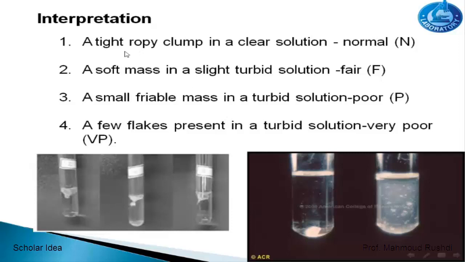Interpretation: normally, a tight ruby clump in clear solution is formed. A soft mass in slightly turbid solution means fair. A small friable mass in a turbid solution means poor. A few flakes present in turbid solution means very poor. Normal synovial fluid contains a tight ruby clump at the center. The presence of turbidity or flakes indicates inflammation.